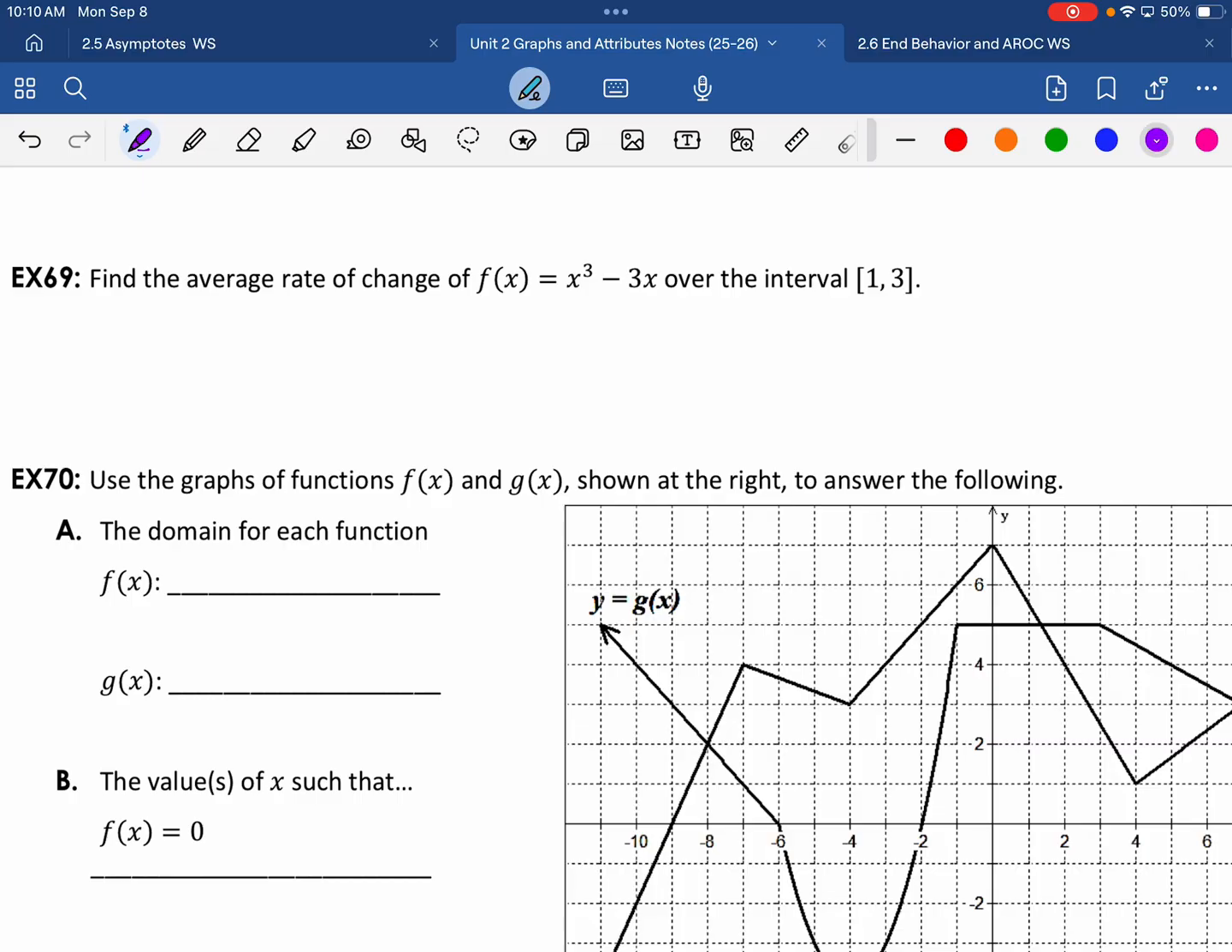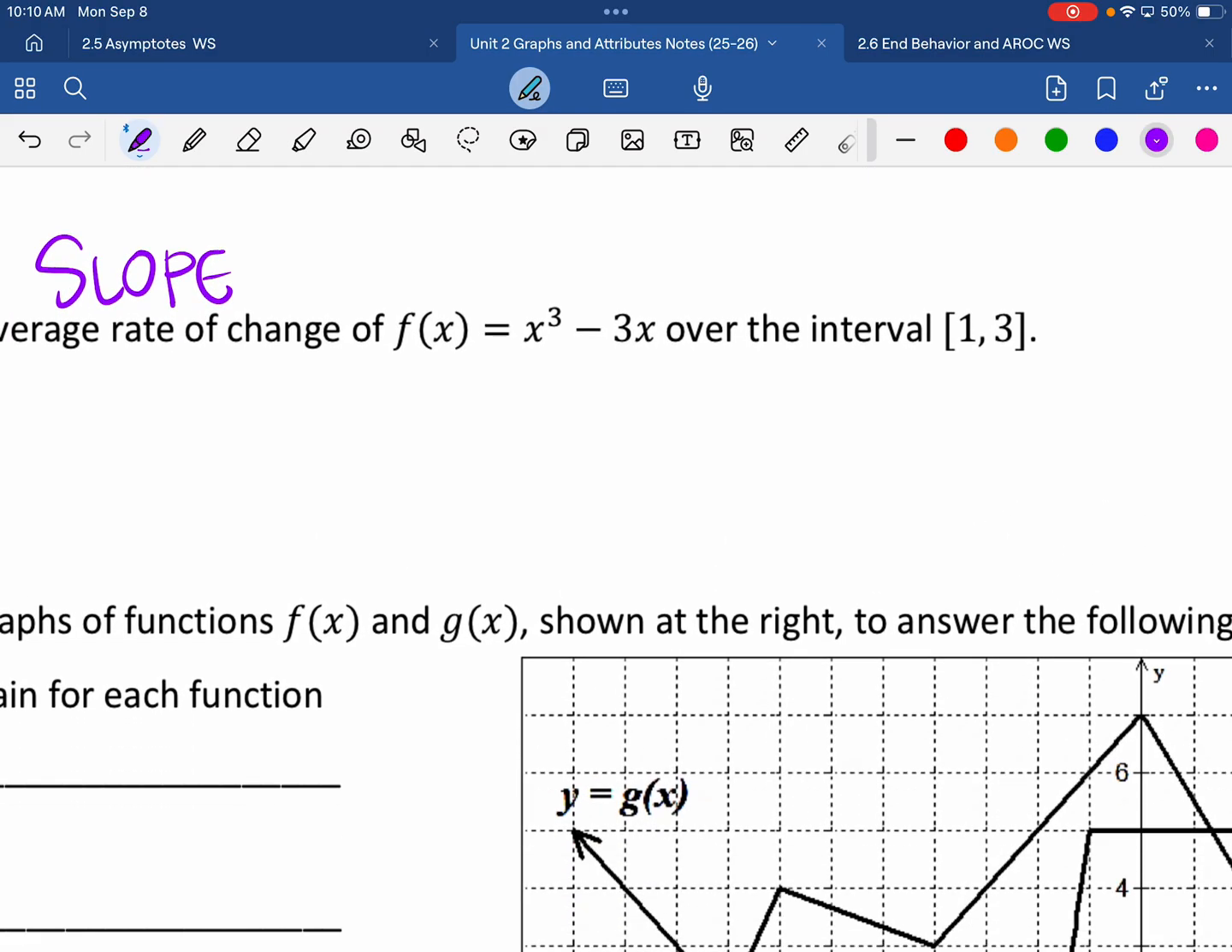All right, on 69, we are also finding the average rate of change, which once again is just slope. Now, this is where something that people get messed up on. When it's talking about an interval, they're x values. This is x1. This is x2. All right, so my x's are 1 and 3. You have to find your y's. How can I find my y's? Go to the graph. We don't have a graph though. Oh. But we have a function.